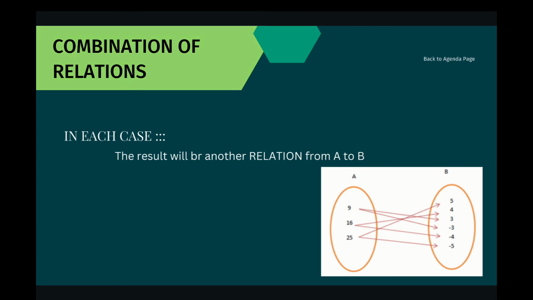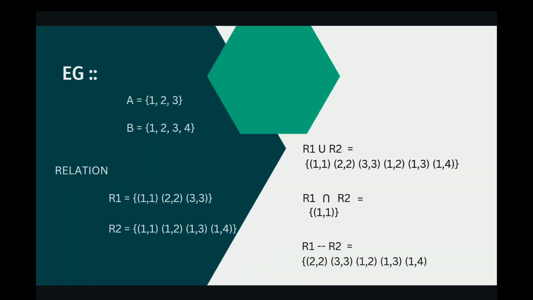If we take one example here, A is equal to {1, 2, 3} and B is equal to {1, 2, 3, 4}. So we have to make relations: R1 is equal to {(1,1), (2,2), (3,3)} and R2 is equal to {(1,1), (1,2), (1,3), (1,4)}. What is the result going to be for union? R1 union R2 is equal to {(1,1), (2,2), (3,3), (1,2), (1,3), (1,4)}. That is, all the elements from R1 and R2 are in R1 union R2.